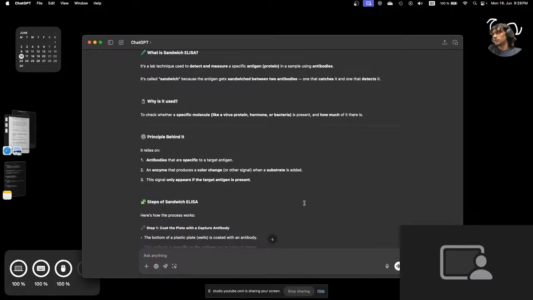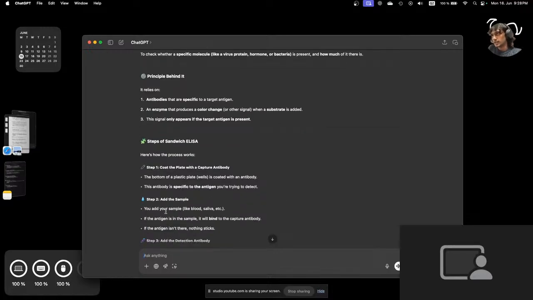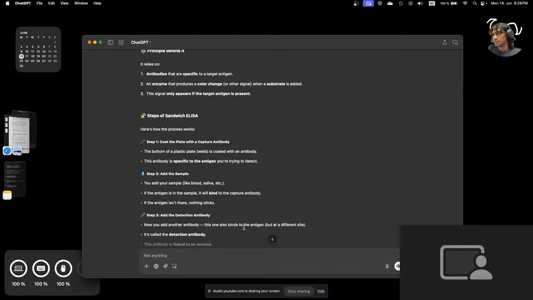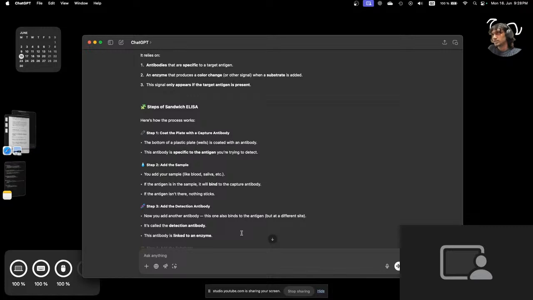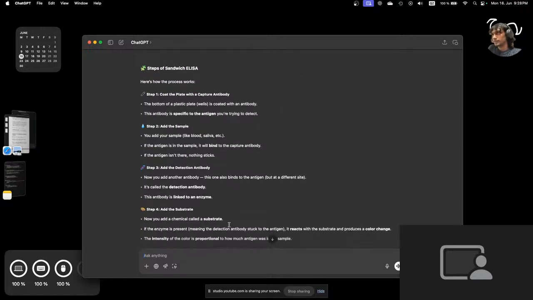So, coat the plate with capture antibody: the bottom of the plastic plate is coated with antibody. This antibody is specific to the antigen. Add the sample. The antigen will bind to the capture antibody. If there's nothing that sticks, add the detection antibody. Now add another antibody. This one binds to the antigen at a different site. It's called the detection antibody. This antibody is linked to an enzyme that reacts with the substrate.